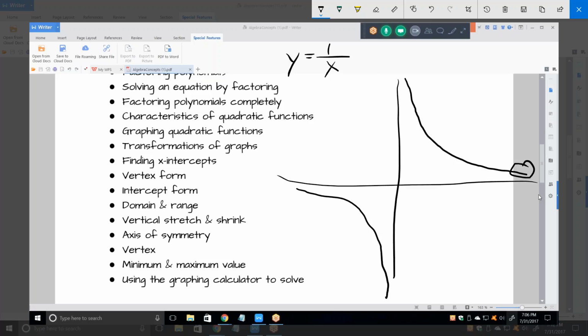Now, let's look at domain. Remember what the domain was in this function?